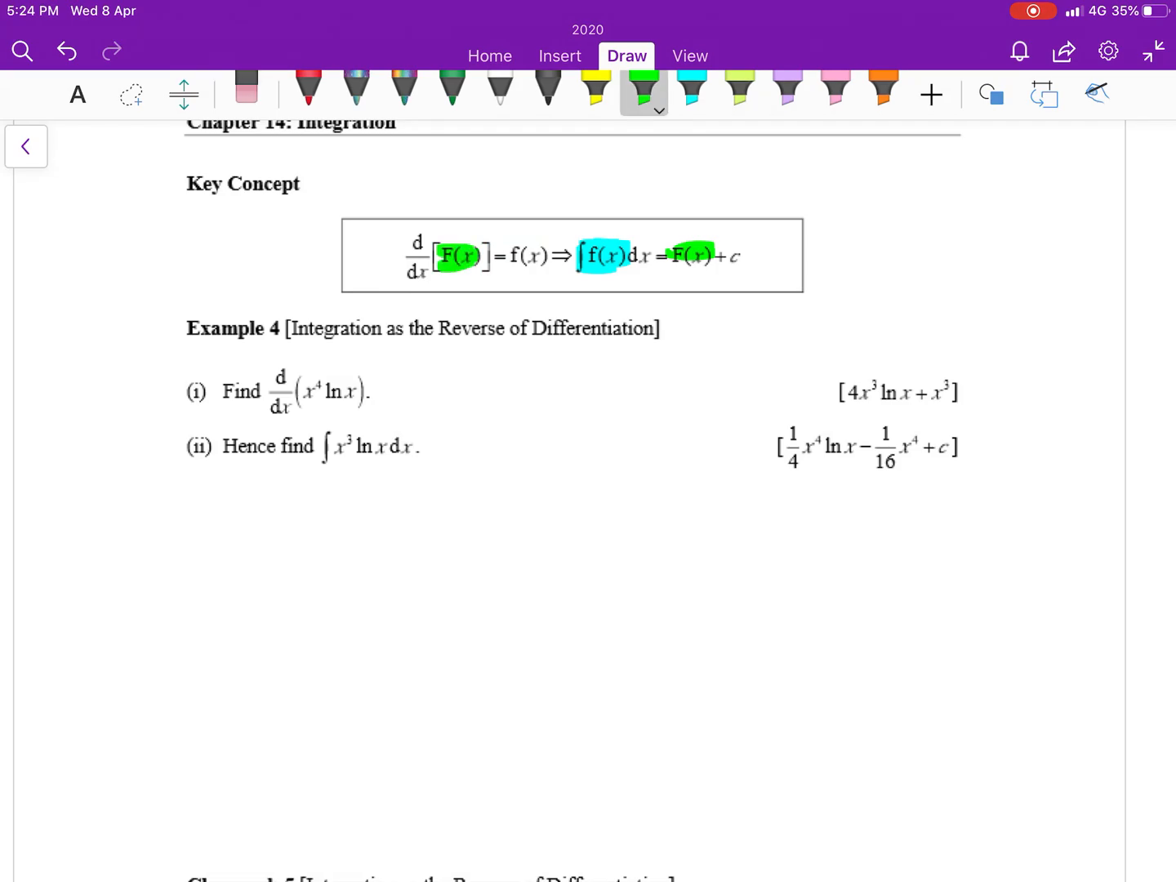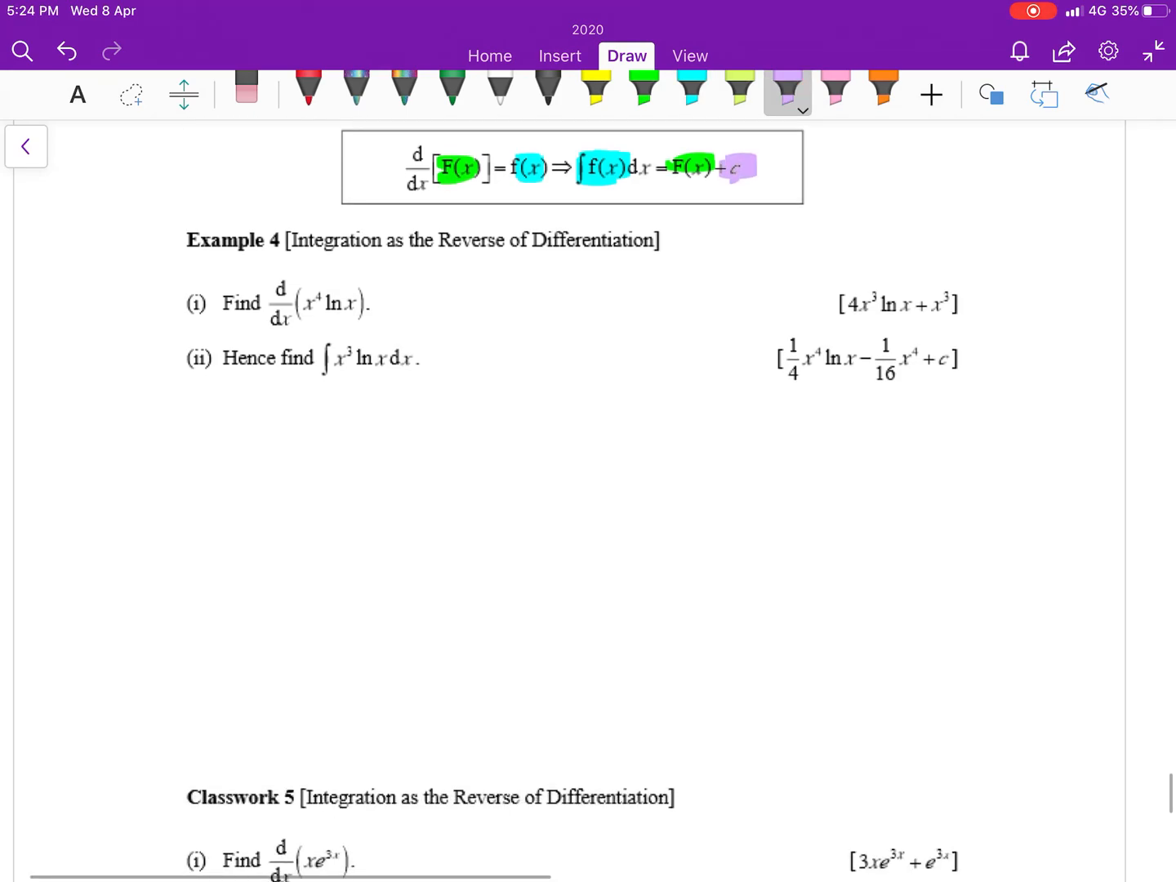Okay, let me repeat. You differentiate the green, you get blue. So if you integrate blue, you must get back green. But don't forget, you have an additional plus c to write. Alright, so now I'm going to differentiate the green. Okay, differentiate the green, which is this. Let's see. Differentiate this.